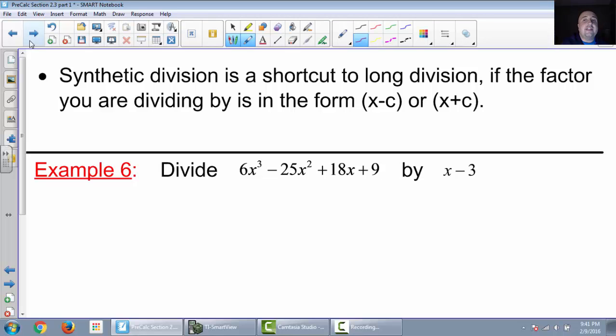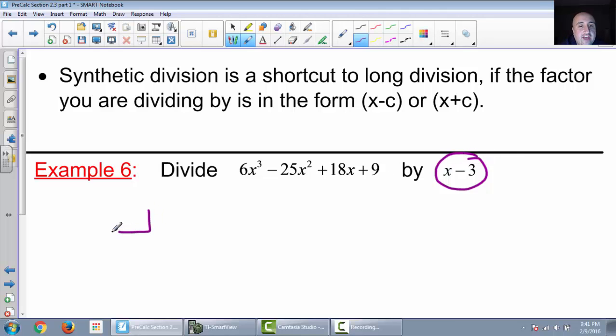Okay, synthetic division is a shortcut to long division if the factor you are dividing by is in the form x minus c or x plus c. So notice what we're dividing by is x minus c. Okay, so this is how you do synthetic division. It's actually really, really easy. All right, so this is how you do it.